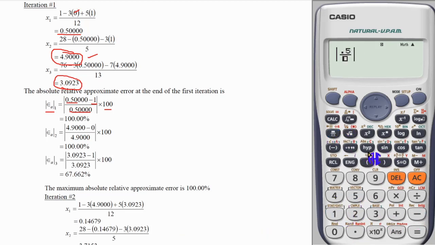Okay. Minus 1 over 0.5, then times 100. So that is 100%. So ito, 100% para sa x1. So medyo malaki-laki pa. Then next is para sa x sub 2.